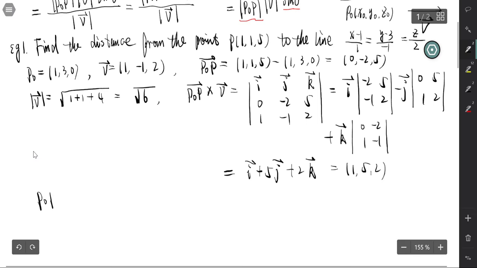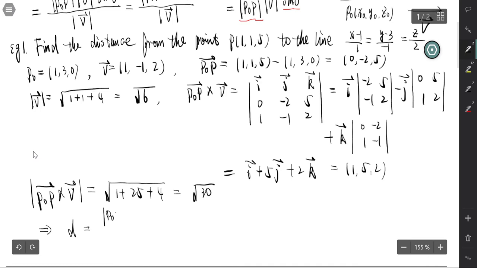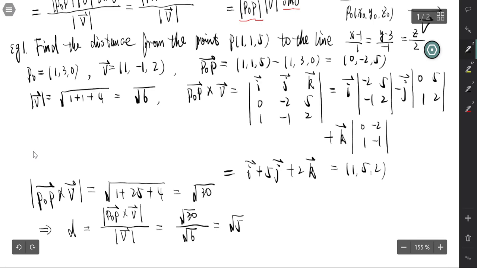And the length of P naught P cross V is square root of 1 + 25 + 4. That is square root of 30. So the distance, that is the length of P naught P cross product V over the length of V, is square root of 30 over square root of 6. That is square root of 5. That's the distance from our point to our line.